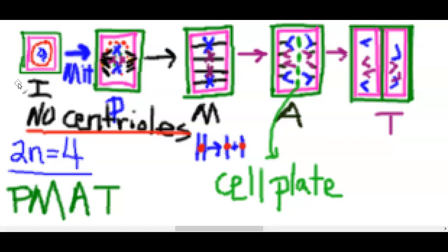Monads become dyads. Chromatin is going to start to coil up and thicken. We start to see chromosomes. There they are. They're in the form of dyads. When we start to see chromosomes, that is our clue that we are beginning to enter mitosis. Stages of mitosis: prophase, metaphase, anaphase, telophase.